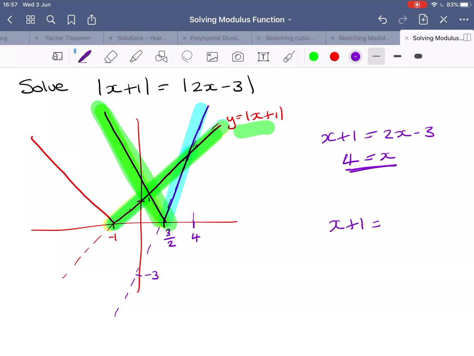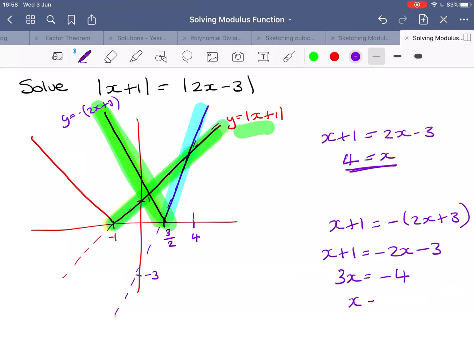So that is then the line. If I think about the equation of this line, the equation of this part of the line is y equals minus 2x plus 3 because it's the negative. So I have x plus 1 equals minus 2x plus 3. So I expand that negative out of the bracket first. So I've got minus 2x minus 3. Add 2x, take away 1. So I'm going to get 3x equals, take away 1 minus 4. So x is minus 4 thirds.